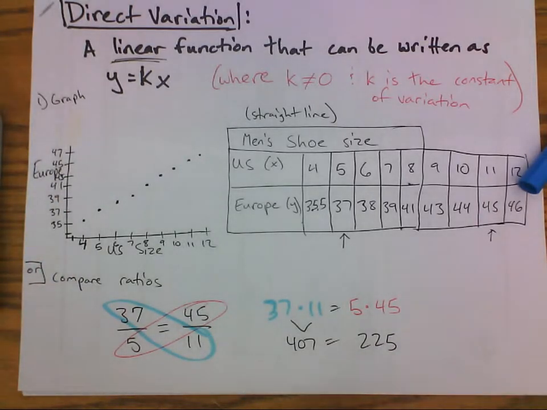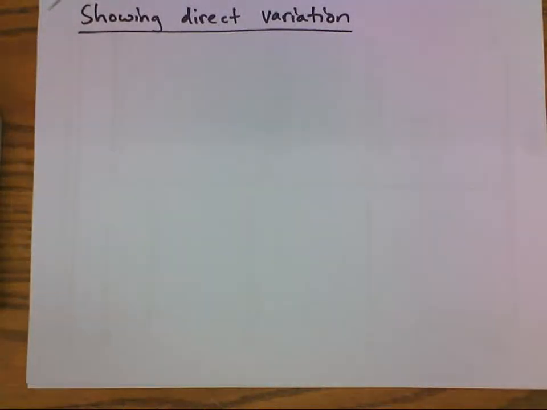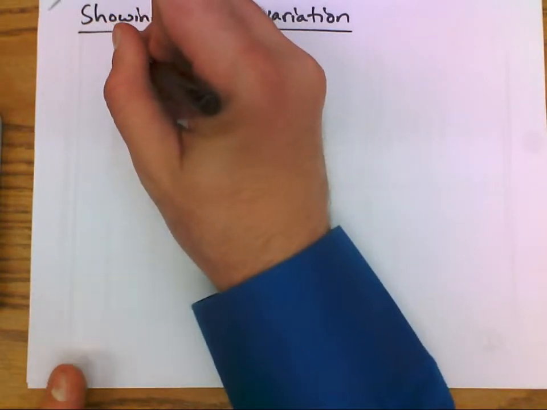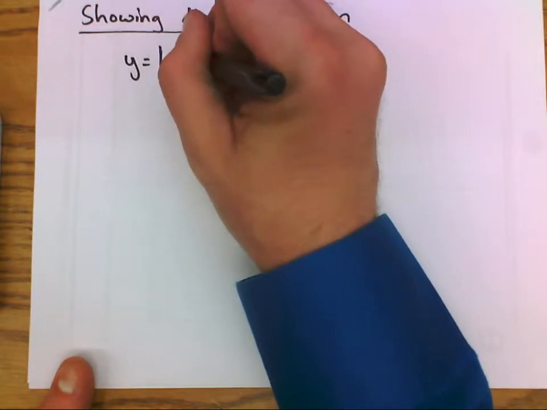Now, this isn't the most efficient use of my time, is it? I want to do something that is going to show direct variation. So, let's toss this out of the way. You know, I could use that little chart, but what I'd really like to do is use that formula I showed you a little bit earlier. I've got y is equal to k times x.